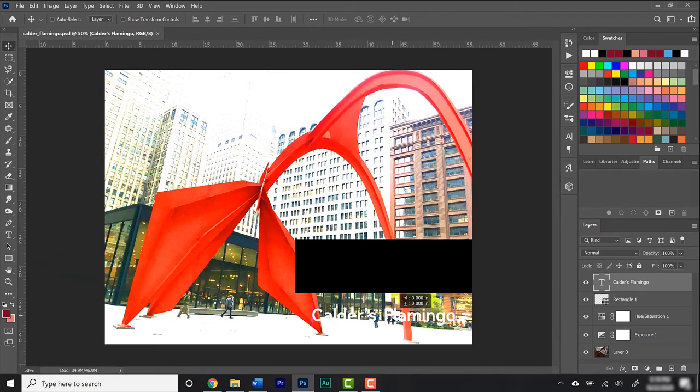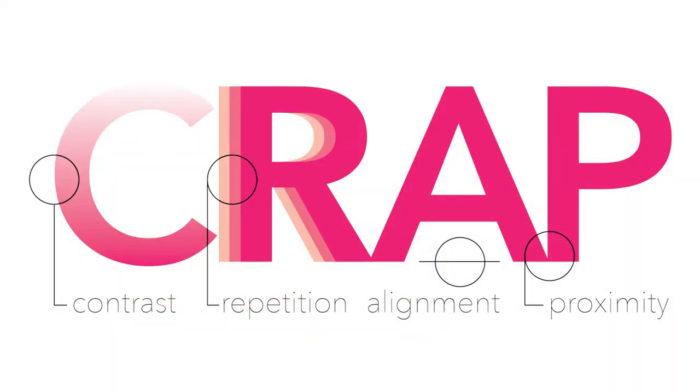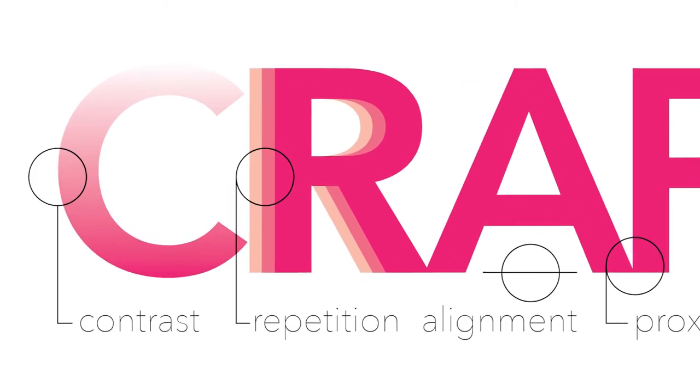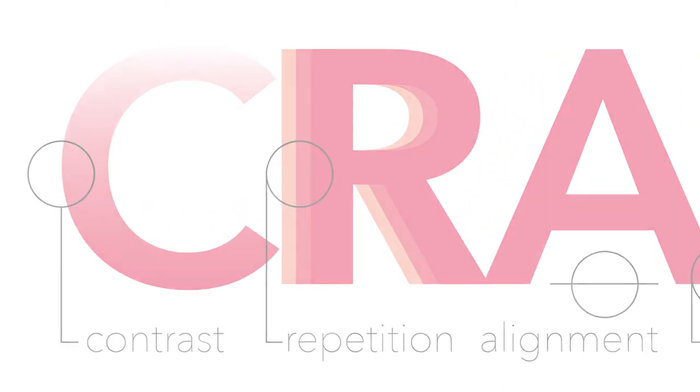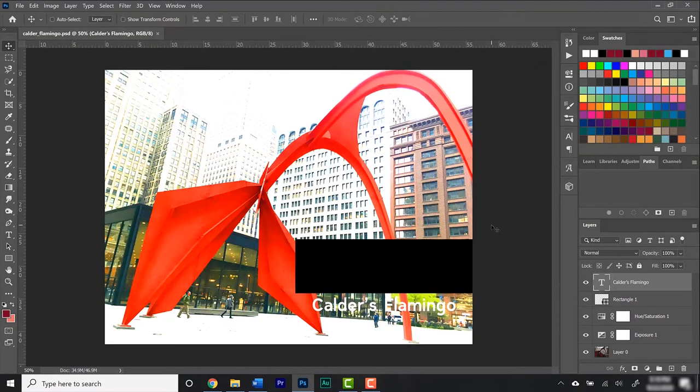Now, as you start adding these multiple elements to your image, you'll want to check your CRAP: contrast, repetition, alignment, and proximity. Regarding contrast, is everything legible? Do any parts blend into each other? Is it clear what part of the visual or textual information is the most important? For example, here, can I read this light text on top of this bright background? Let's fix that.